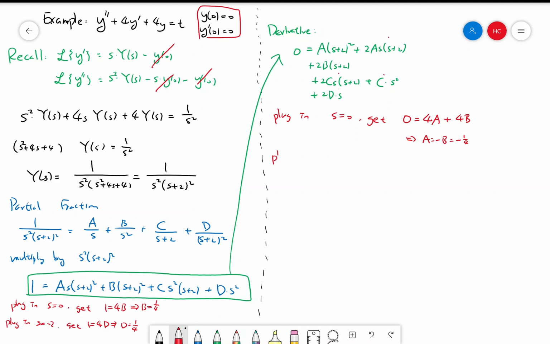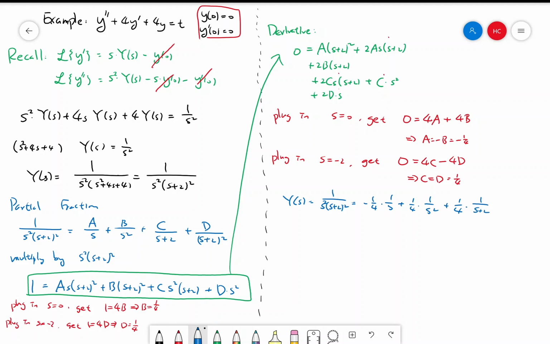And let's do the same thing. We plug in s equal to negative 2, then we get 0 is equal to 4c minus 4d, which means c and d are the same number, which is 1/4. So that means Y of s is equal to negative 1/4 times 1 over s plus 1/4 times 1 over s squared plus 1/4 times 1 over s plus 2 plus 1/4 times 1 over s plus 2, the whole thing squared.